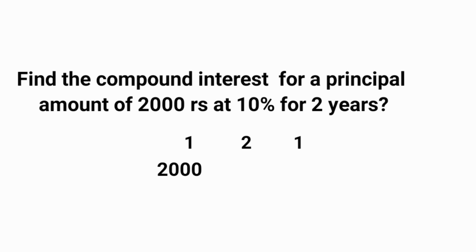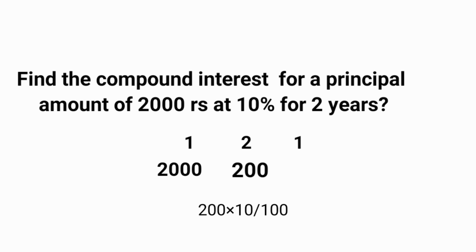Now what you have to write below 2. Here the rate of interest is 10%. So take 10% of the principal amount. Here the principal amount is 2000. So 2000 into 10 by 100. So we can cancel out 2 zeros. Then we got the answer as 200. Write it below 2.